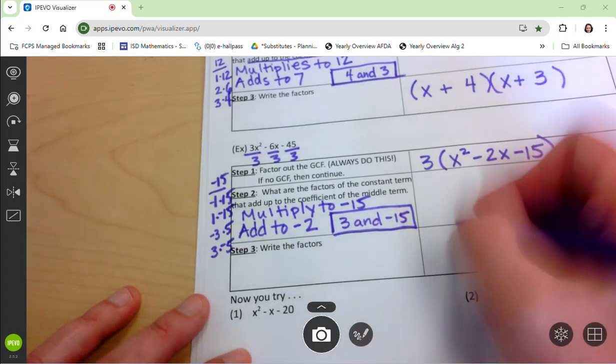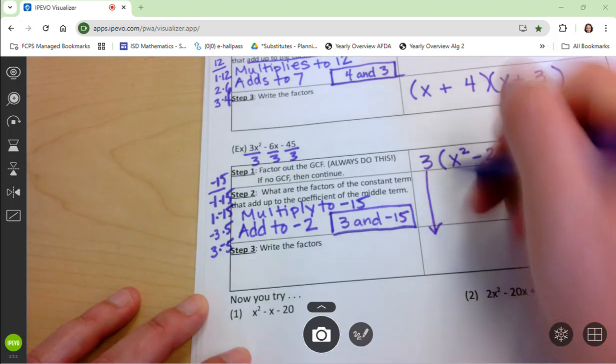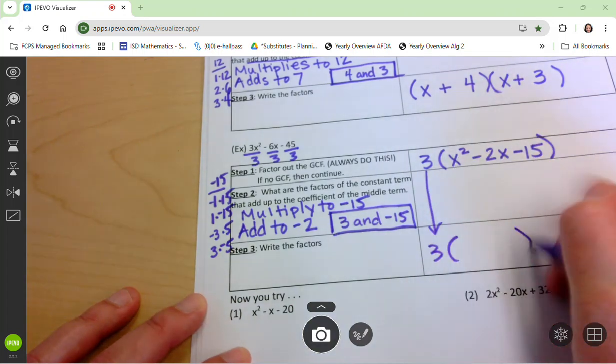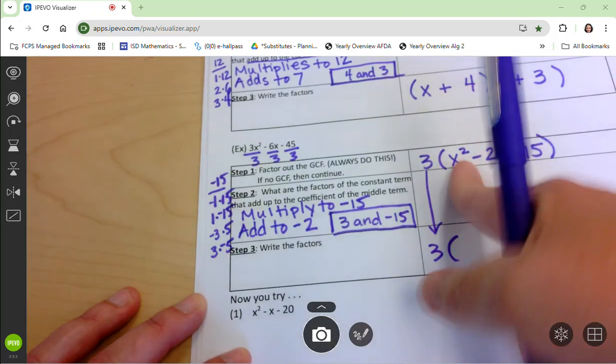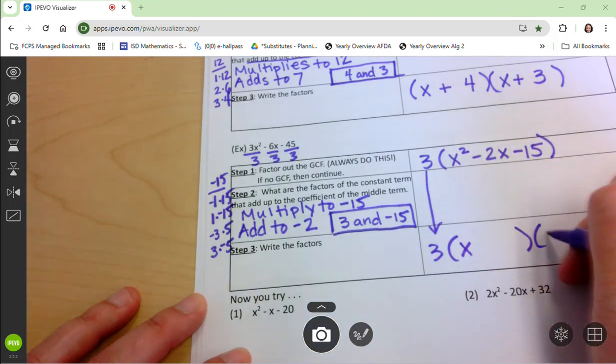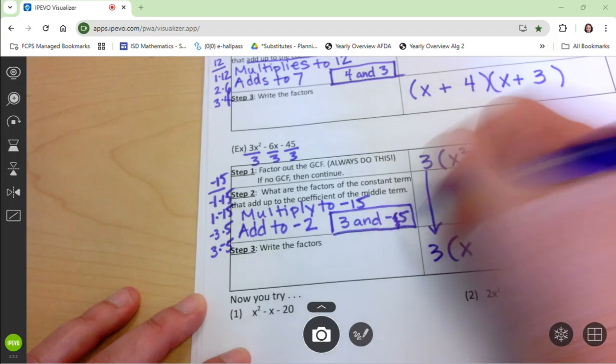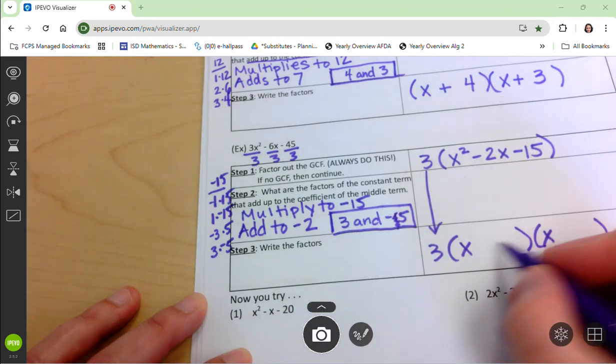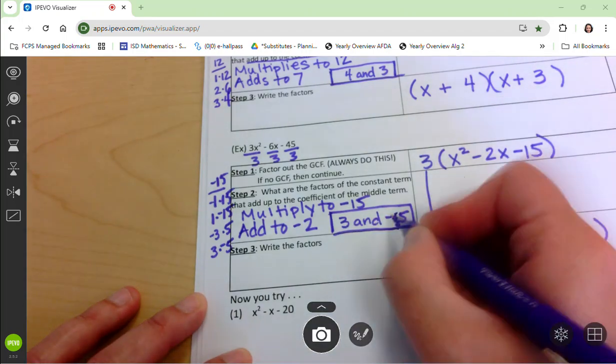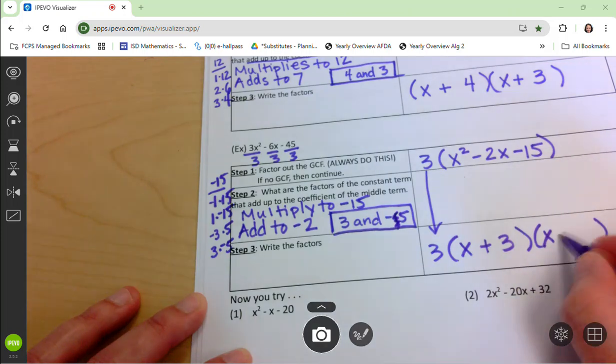Okay, so when I write the factors, I'm going to bring down this one on the outside. To get the x squared, it's always going to be x times x. Oops, I wrote negative 15. Why did you guys stop me there? 3 and negative 5. So the 3 is a positive 3. That goes here. And then this is a negative 5. That goes here.